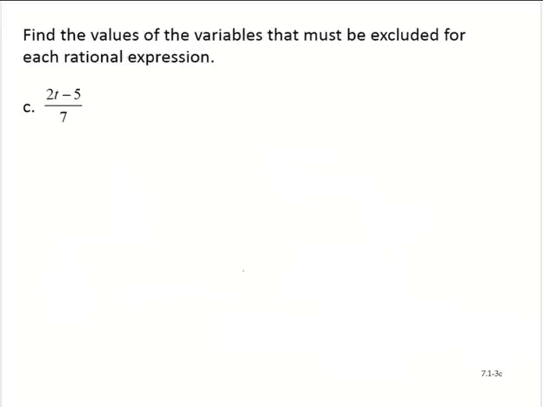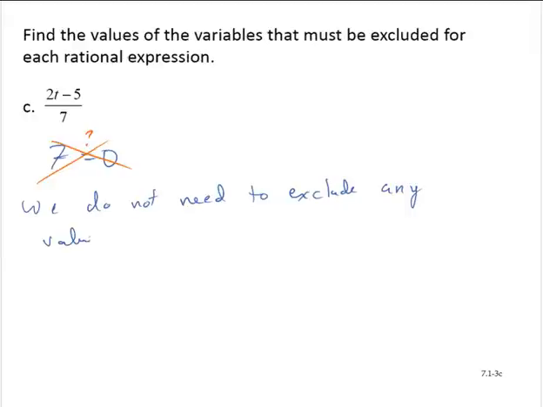In example C, we have 2t minus 5 over 7. So taking the denominator and setting it equal to 0, we have 7 equals 0. Can 7 ever equal 0? Alright, so that's never true. 7 can't equal 0. So we do not need to exclude any values of the variable from this expression.